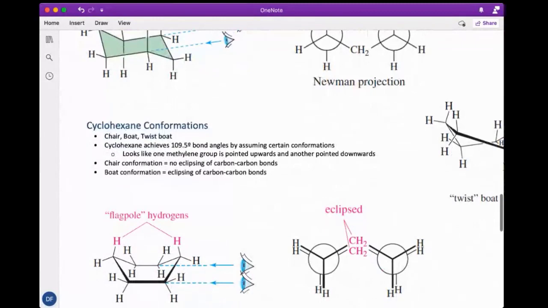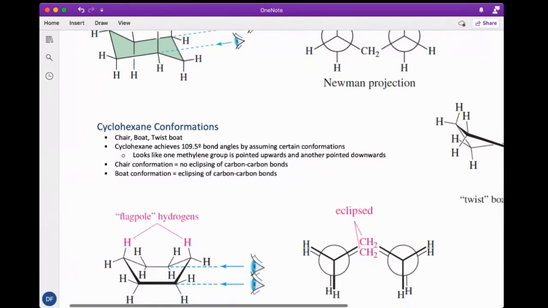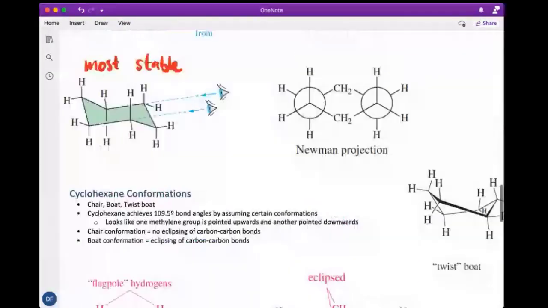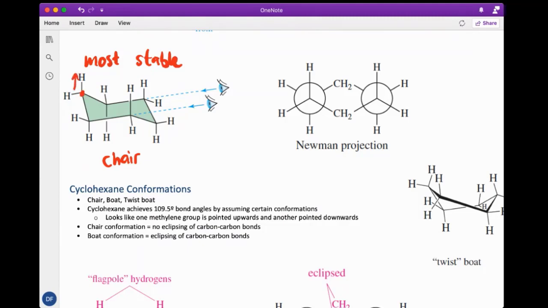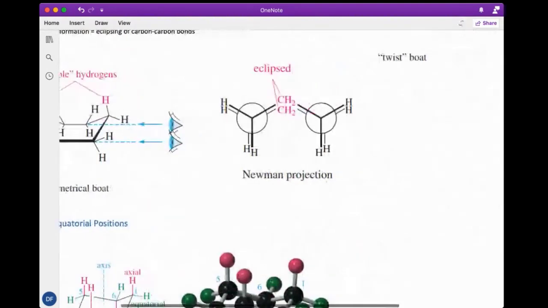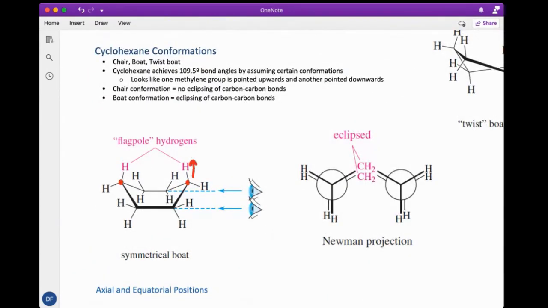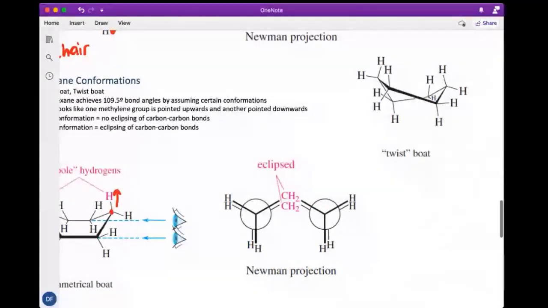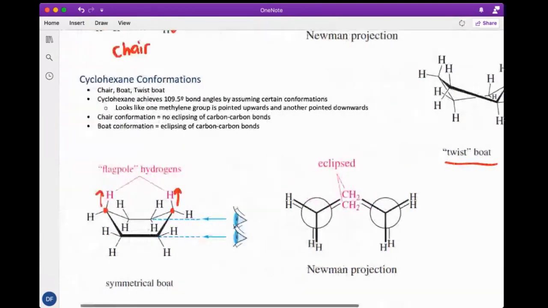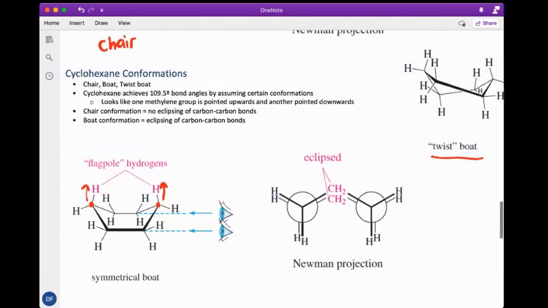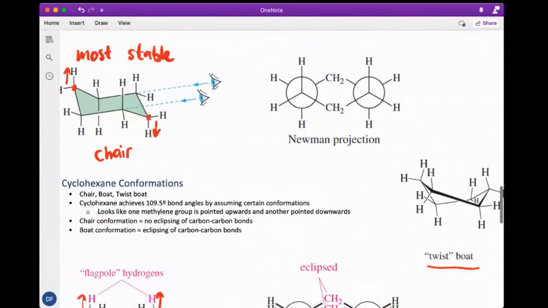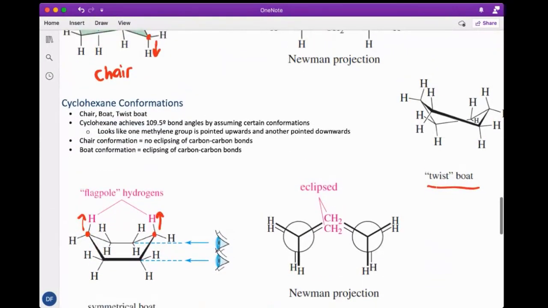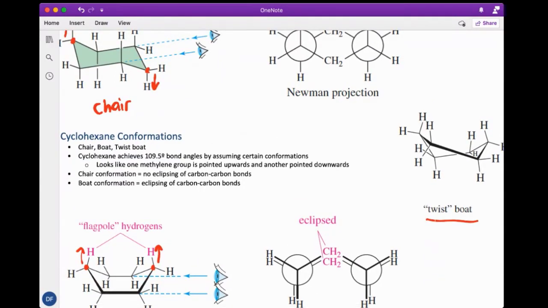And for cyclohexane, we have three conformations: chair, boat, and twist boat. Here, this is a chair. With the chair, we have an end going up and an end going down. With the boat, you have two ends going up, like a boat. And twist is basically in between. The difference between the chair and the boat is that the chair is always staggered, whereas in the boat they are eclipsed. So the chair would be the most stable.